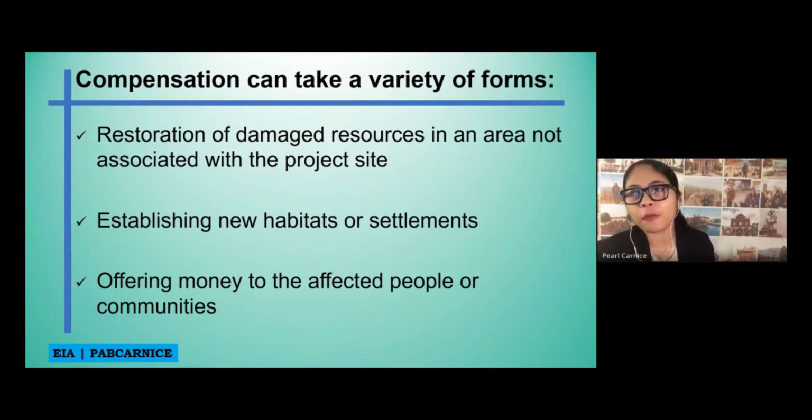For example, it could be restoration of damaged resources in an area not associated with the project site. That could be one of the compensation plans, or maybe establishing new habitats or settlements. For example, if in a certain project or activity there were settlers that will be affected, then the developer, the government, or the developer itself should give these settlers an area.